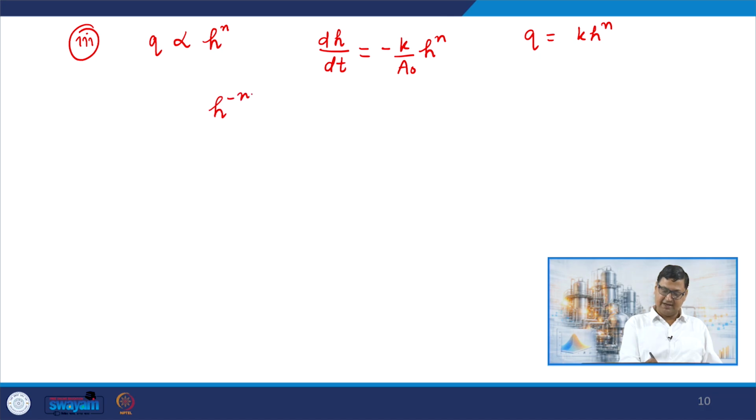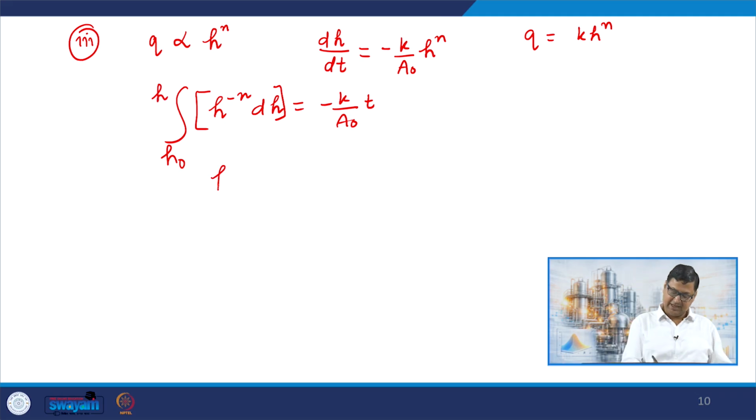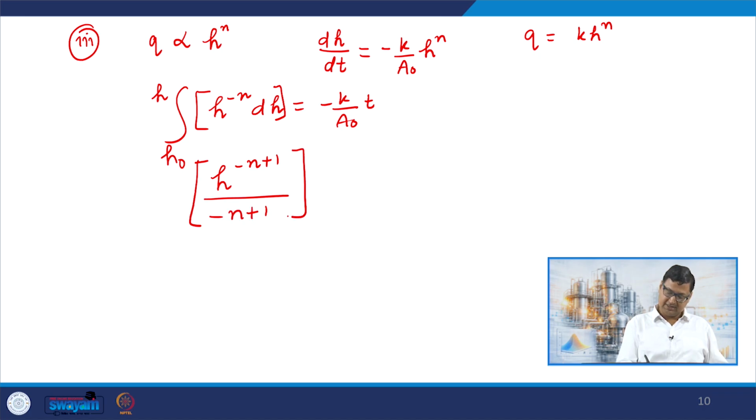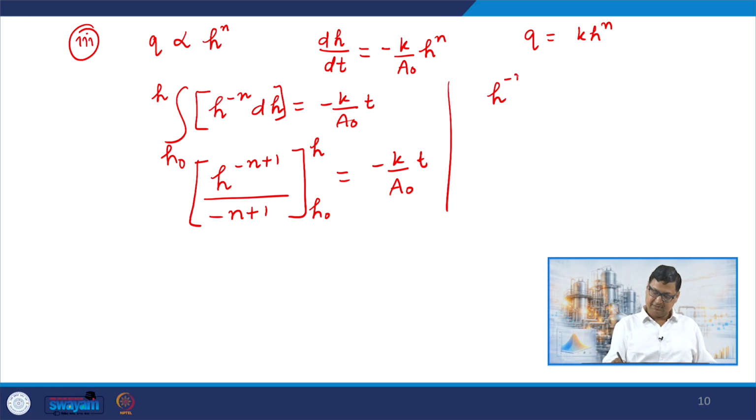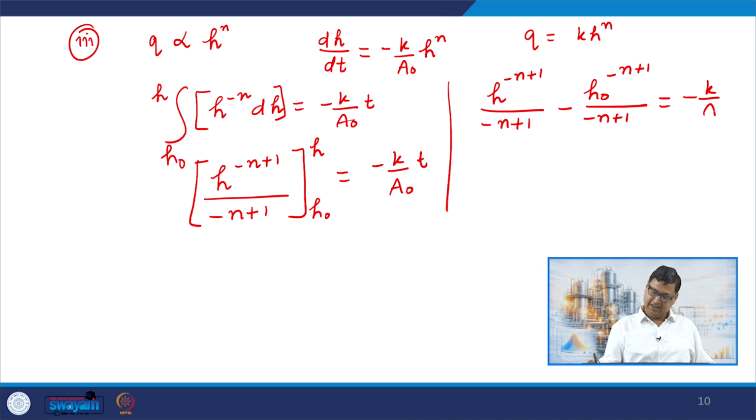and then if I integrate, we have h to the power minus n dh equal to minus k by A naught t, where the left hand side has to be integrated with the limits h naught to h, and this will give me something like h to the power minus n plus 1 by minus n plus 1 with the limits h naught to h, which is equal to minus k by A naught t, and that gives me something like h to the power minus n plus 1 by minus n plus 1 minus h naught to the power minus n plus 1 by minus n plus 1 is equal to minus k by A naught t.